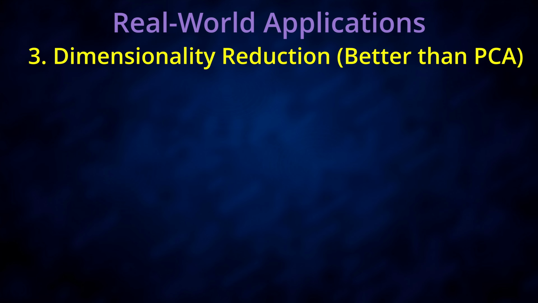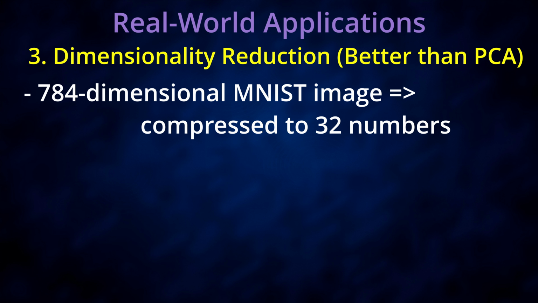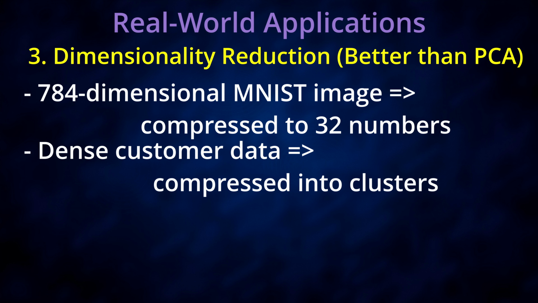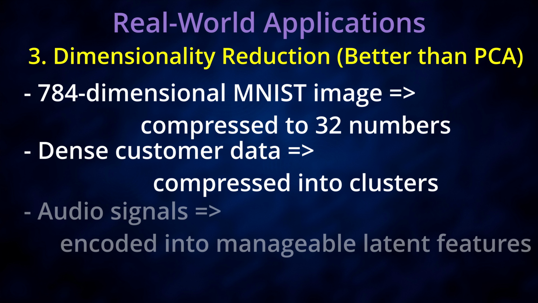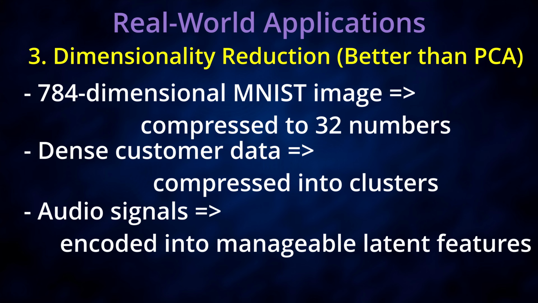Dimensionality reduction, better than PCA. Autoencoders compress high-dimensional data down to essentials. A 784-dimensional MNIST image compressed to 32 numbers. Dense customer data, compressed into clusters. Audio signals, encoded into manageable latent features. This is how recommendation systems find patterns.